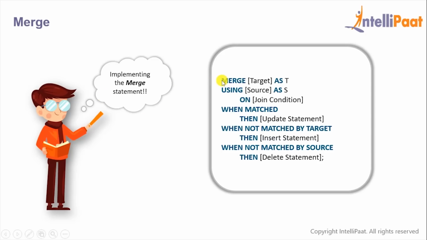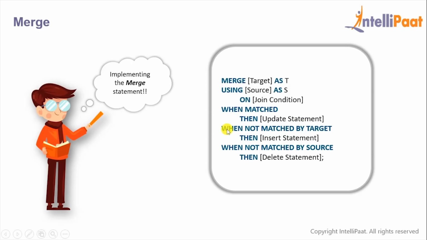So we'll start with the merge keyword and then give the name of the target table and assign it an alias using the as keyword. Then we'll type using and give the name of the source table and also assign it an alias using the as keyword again. After that, we'll type on and then set the join condition. Then we'll type when matched. So if the rows match up based on the join condition, then we'll go ahead and update the target table.